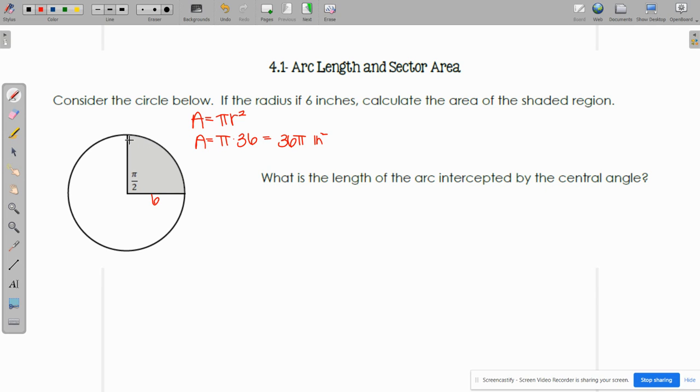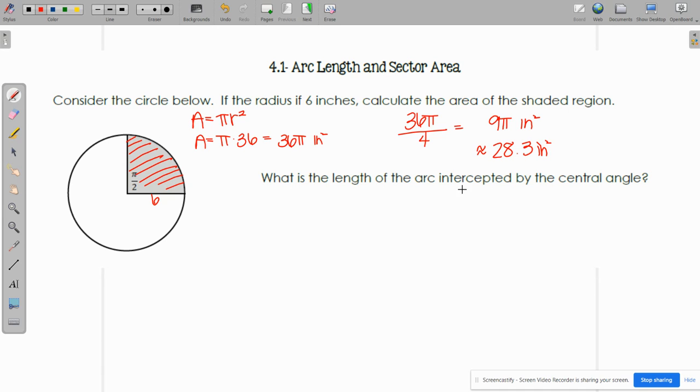So that should mean that this area here is exactly 1/4 of the area of the entire circle. So if we take 36 pi and divide it by 4 to find 1/4 of it, we would get 9 pi. So the area of this sector of the circle is 9 pi square inches, or if we wanted to approximate that, that is about 28.3 inches squared.